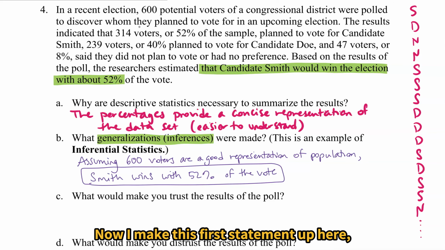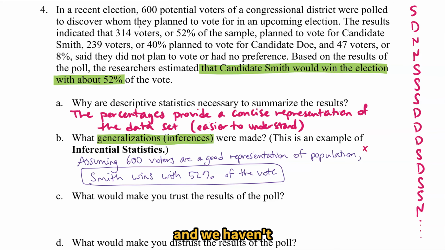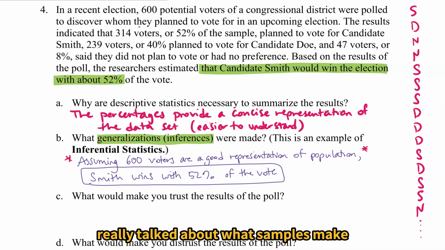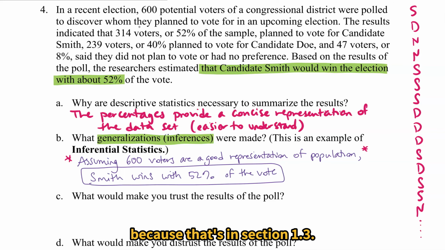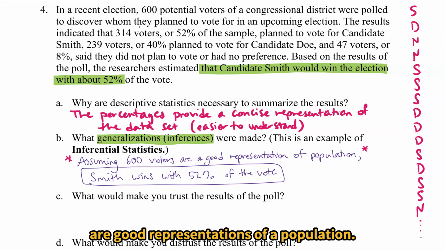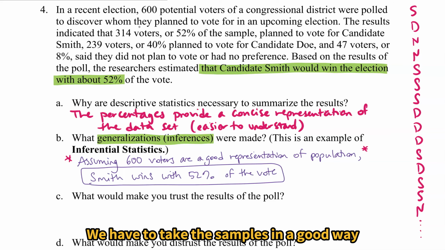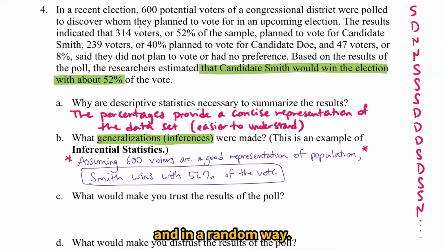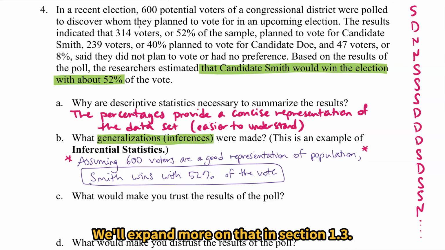Now, I make this first statement up here, and we haven't really talked about what samples make good representations of the population, because that's in section 1.3. Not all samples are good representations of a population. We have to take the samples in a good way and in a random way in order to call it a good sample. We'll expand more on that in section 1.3.